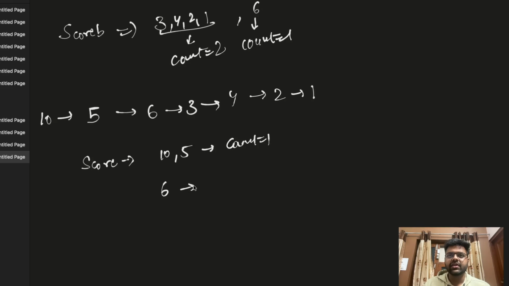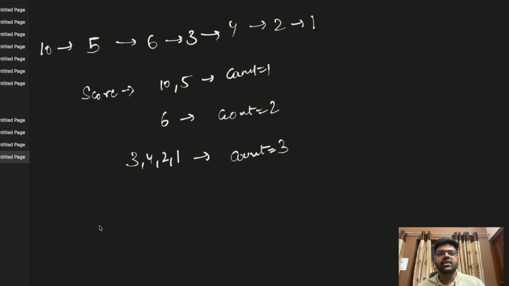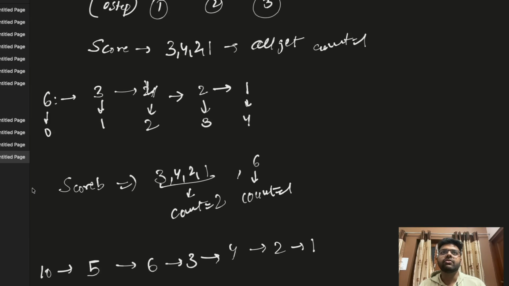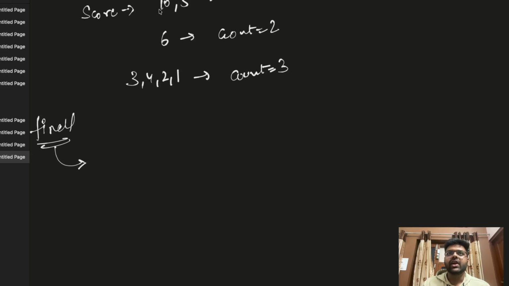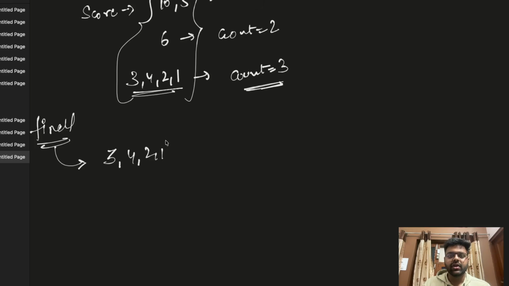For 6, the count would have been updated to 2, and for 3, 4, 2 and 1, the count would have been updated to 3. Now what are the final checks? We have computed all of the possible counts and iterated all of the elements. So what would be the final case? We'll iterate over all those elements and check whose count is equal to n. Only 3, 4, 2, 1 have a count equal to n, so we'll consider 3, 4, 2, 1.